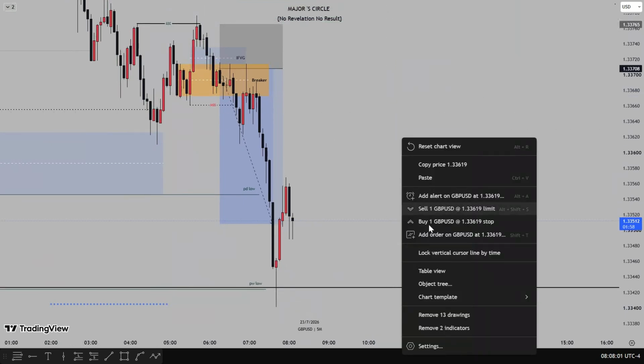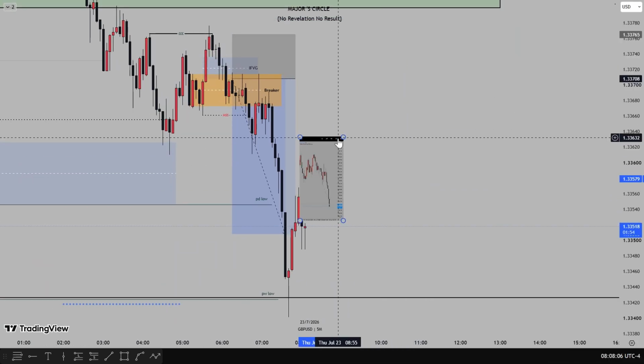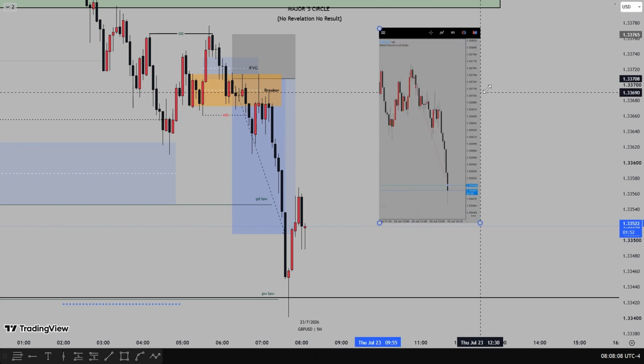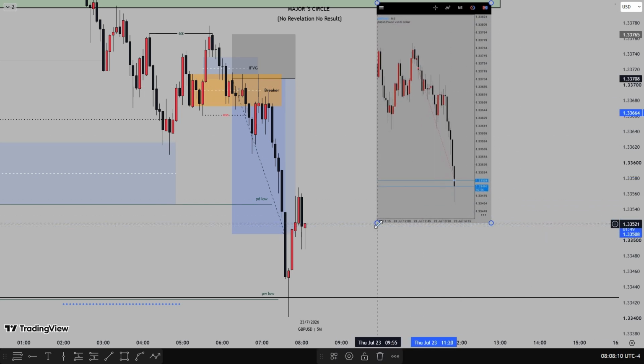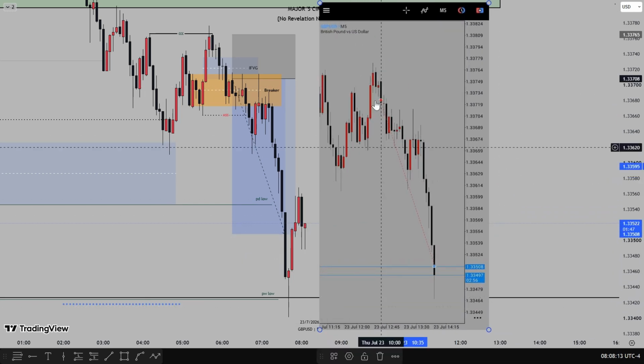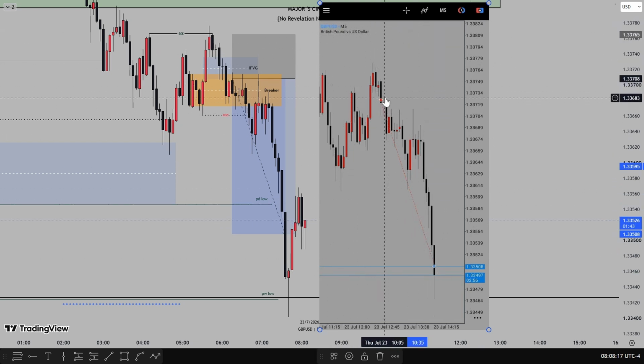And before signing out, I would love to show you the execution for the trade which I took. So this is my trade execution on my MT5 GBPUSD on the 5 minute time frame. The execution was at the consequent encroachment of the bullish inversion fair value gap.